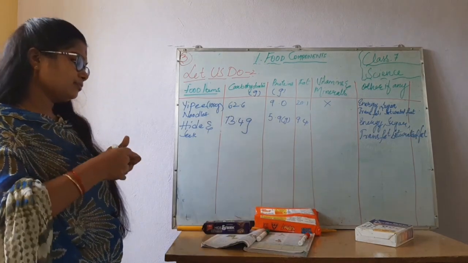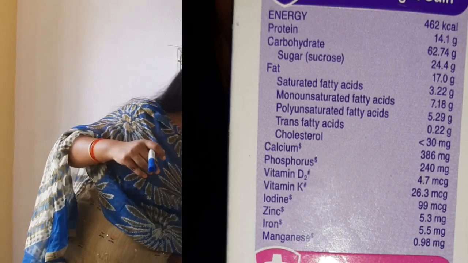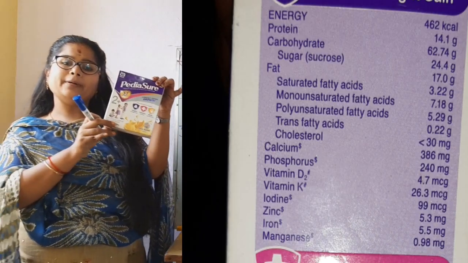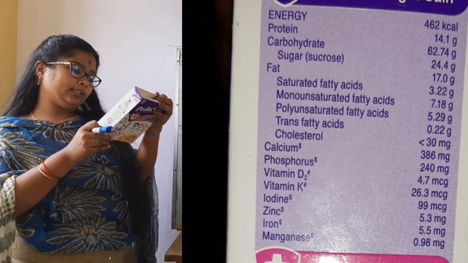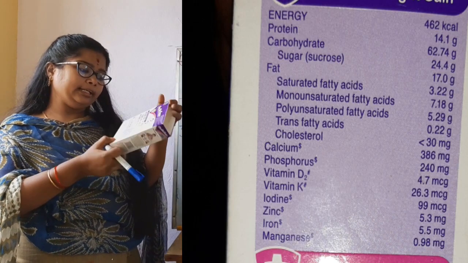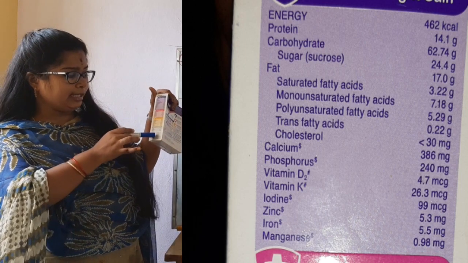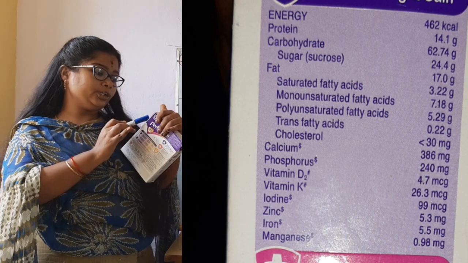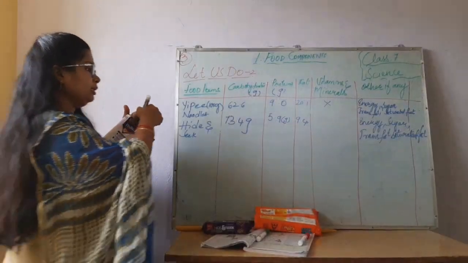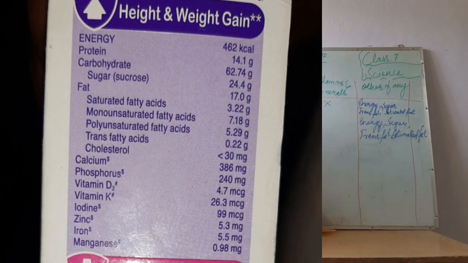And next is here a milk powder. A milk powder is given. In that, what are the nutrients given? Yeah, nutrition information they will give. These many nutritions are there in this. What are there? Energy is there. Proteins, how many? 14.1. Pediasure. Milk powder.